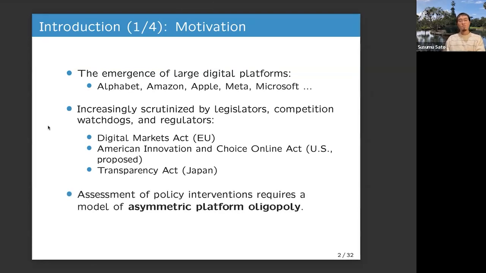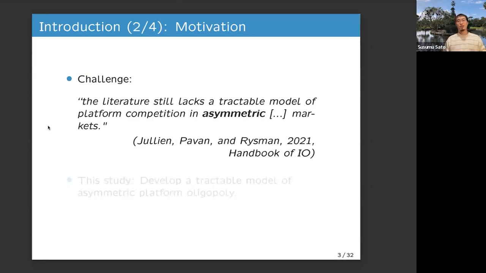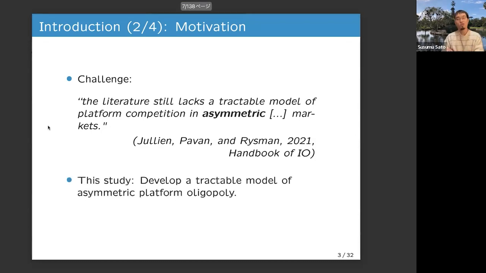And from the academic viewpoint, to assess these policy interventions, we would often need a model of asymmetric platform oligopoly. But here is a challenge faced by our literature. At least at the time when the handbook chapter on platform competition or two-sided markets was written in 2021, the chapter says that the literature still lacks a tractable model of platform competition in asymmetric markets. So to address this issue, we develop a tractable model of asymmetric platform oligopoly. This is what we are going to do.